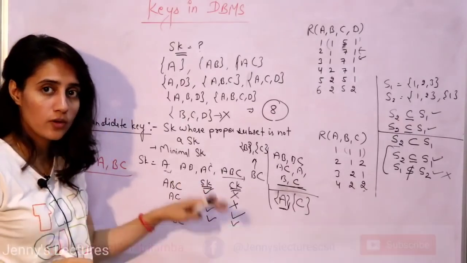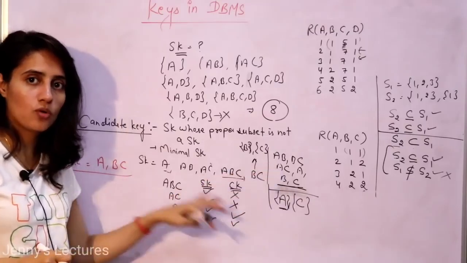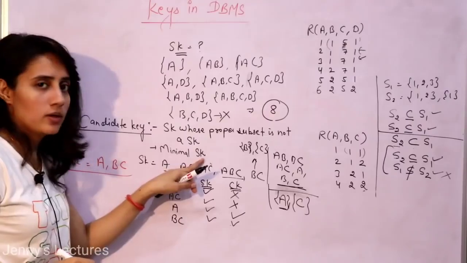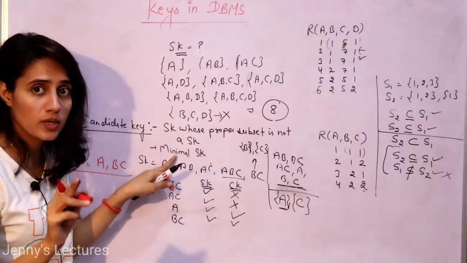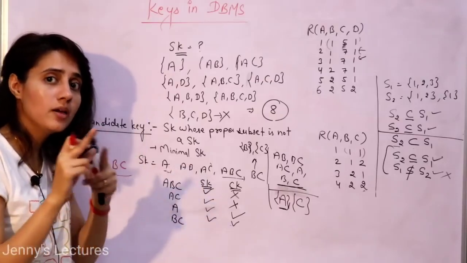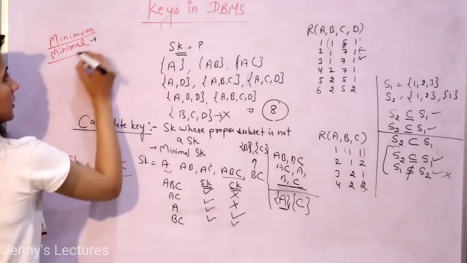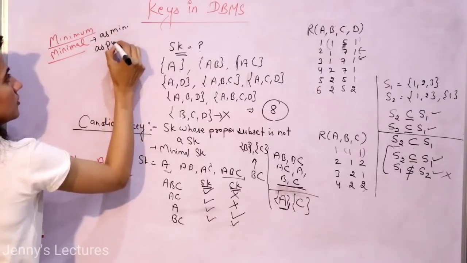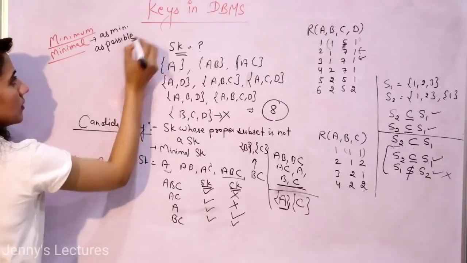Now you got how to calculate the candidate keys out of all the super keys. Now why am I saying it is a minimal super key? It is not a minimum super key, it is a minimal super key. There is a lot of difference between minimum and minimal. See, minimal means as minimum as possible, right?